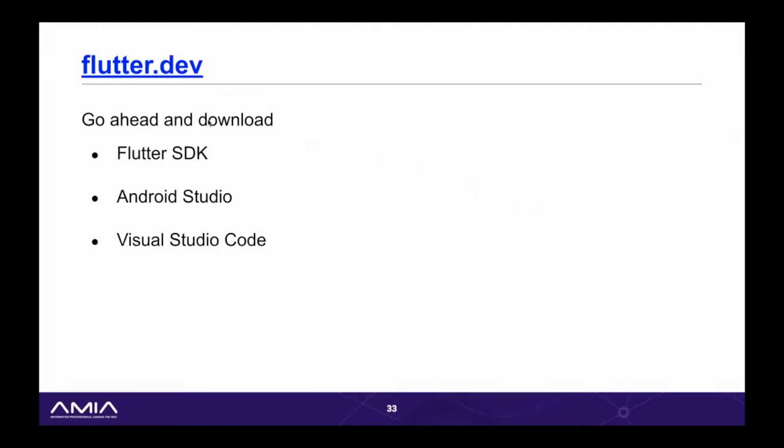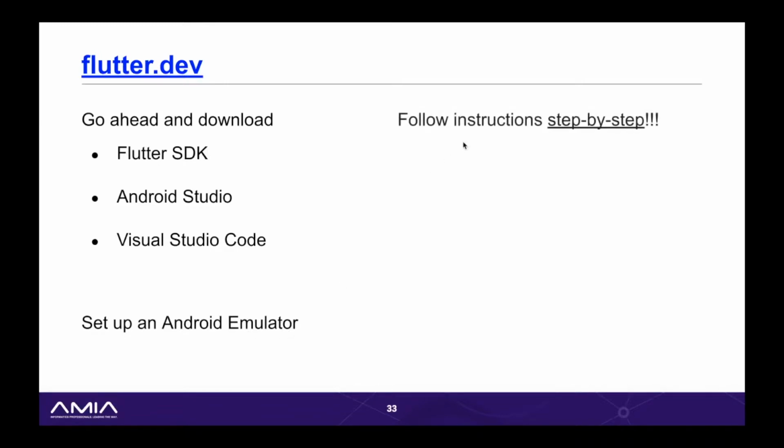Here's the Cliff Notes. This is all the stuff you're going to download. They're pretty big. I recommend using Visual Studio Code, though you can do all your development in Android Studio. I'm going to be showing you it in VS Code. And you will either need to set up an Android or an iOS emulator. Step by step, these instructions are very important.